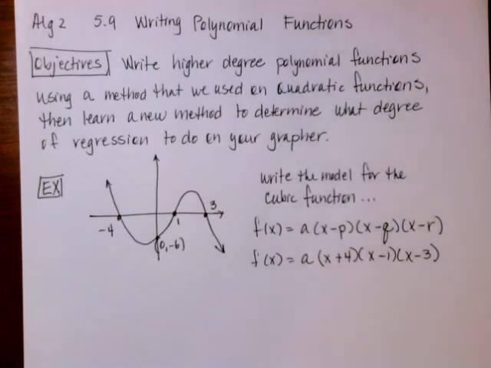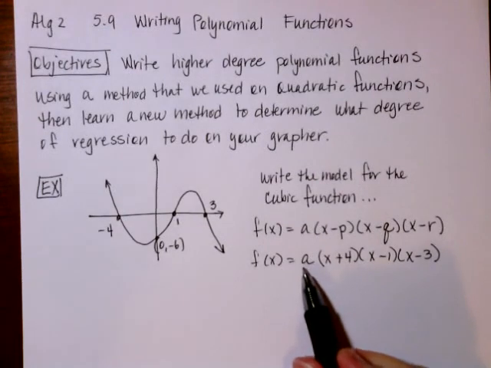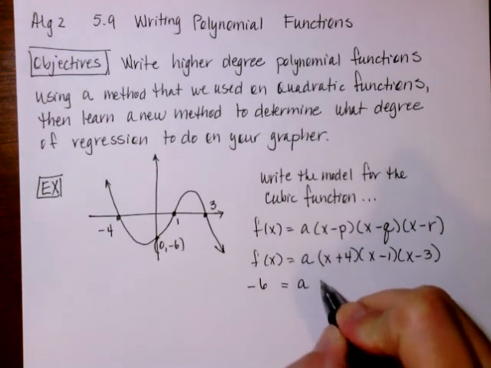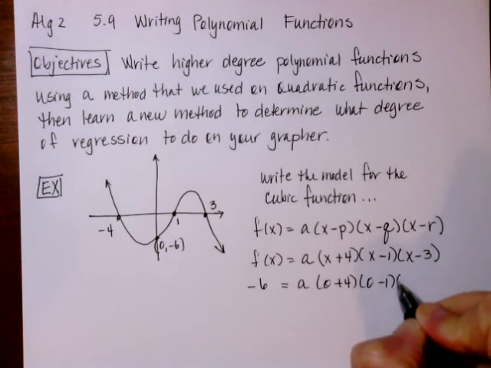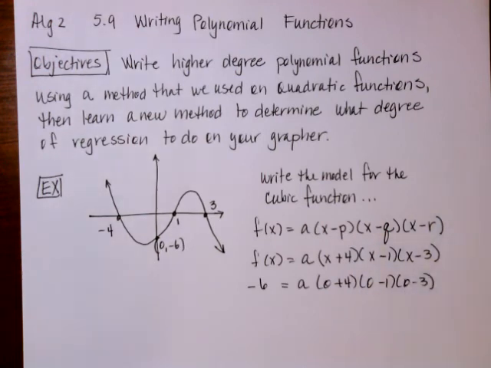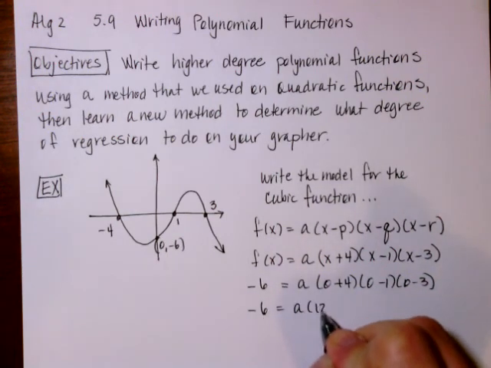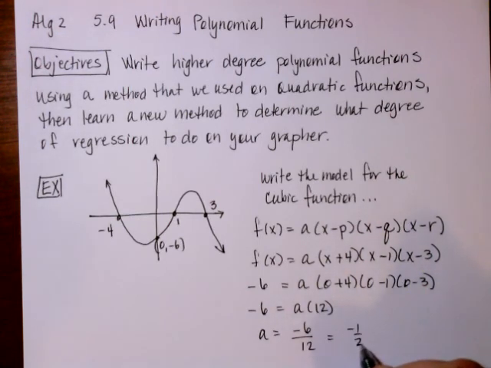Now I'm going to substitute in the point that they gave us, the (0, -6), and I'm going to use that to solve for a. So the y value is -6, and it's going to equal a times (0 plus 4)(0 minus 1)(0 minus 3). Okay? So if I multiply those together, I get -6 is equal to a times 12. So a is equal to -6 divided by 12, which is -1/2.